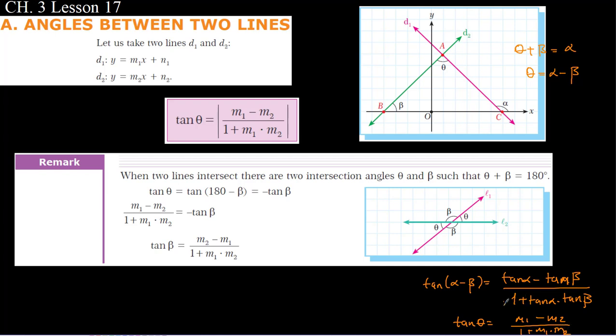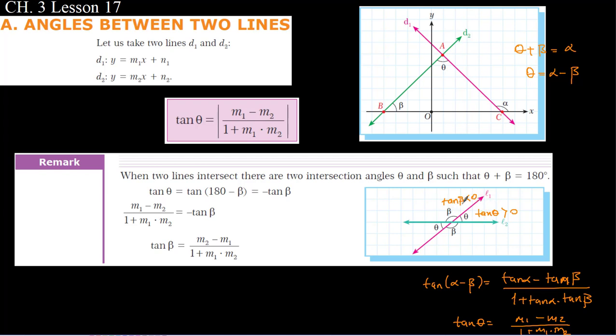And here the formula is given in absolute value. We are always finding the acute angle because there are two angles here. One of them is the acute angle, the other one is the obtuse angle. For the acute angle, tangent theta is always greater than 0, and tangent beta, we know, is going to be negative.